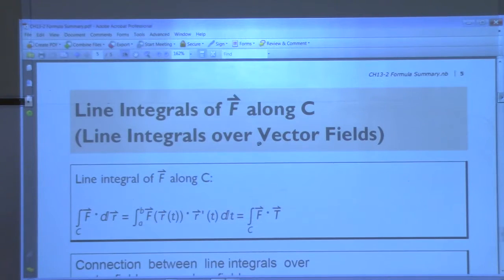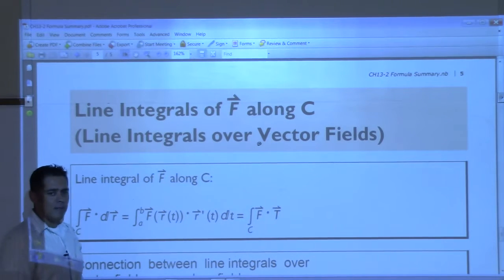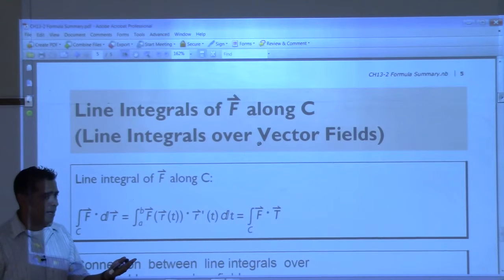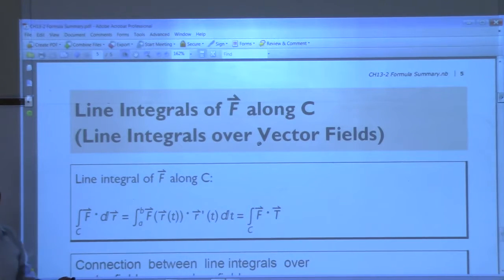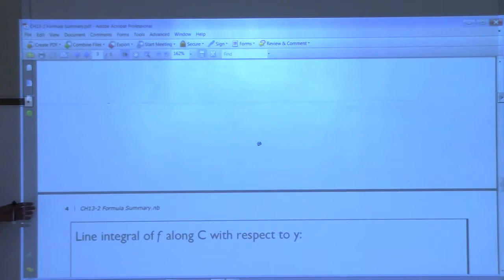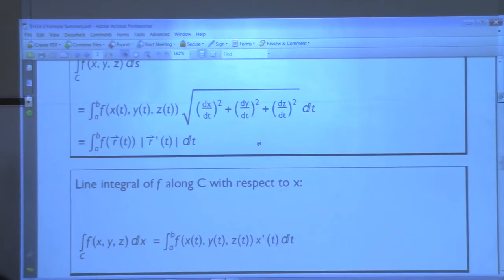So I don't know if you've noticed, but in Canvas, I have a formula summary that you can bring to the final. And it's basically a summary of chapter 13. I think it's 16 pages long. It's a lot of formulas. We've got a few of them here. We've got like 5 pages of the 16 so far. Okay, so we have a lot of stuff still coming.